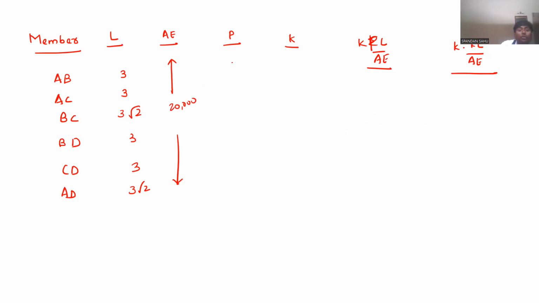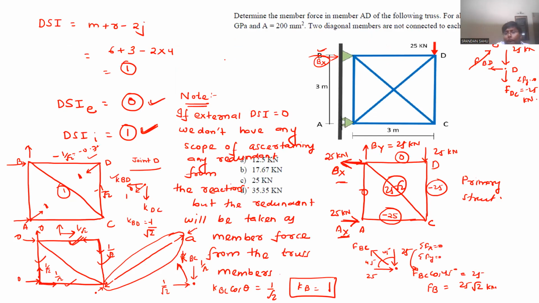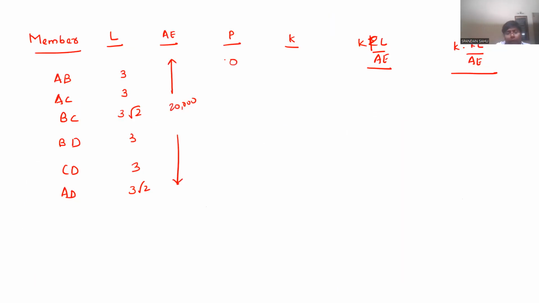So the P force member we have to write. AB member we got 0, where we have calculated 0, minus 25, and this was 25 root 2, 0, minus 25 and 0. K force: minus 1 by root 2, minus 1 by root 2, BC was 1, AD was 1. Here we have assumed a unit load along the AD member. BD is minus 1 by root 2. Everything is minus 1.